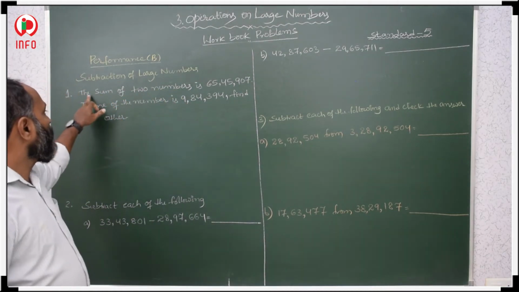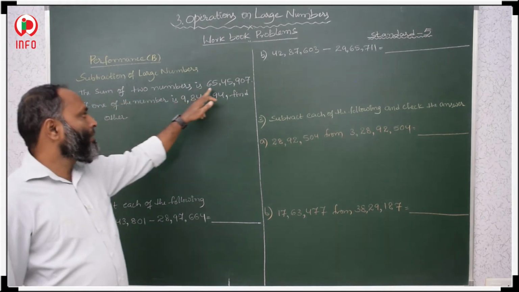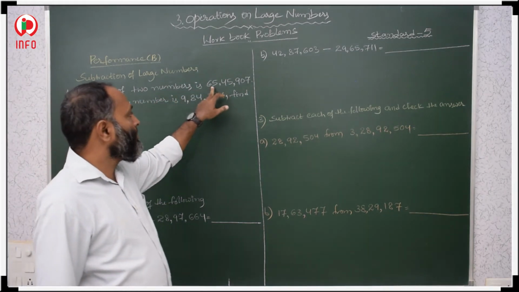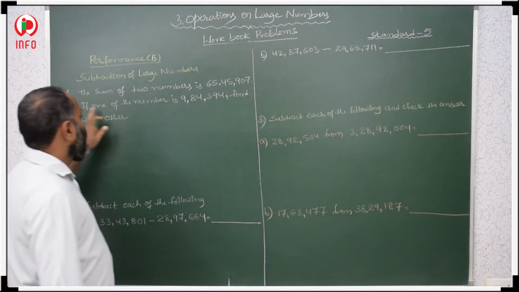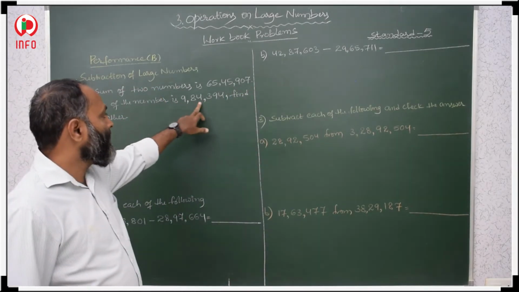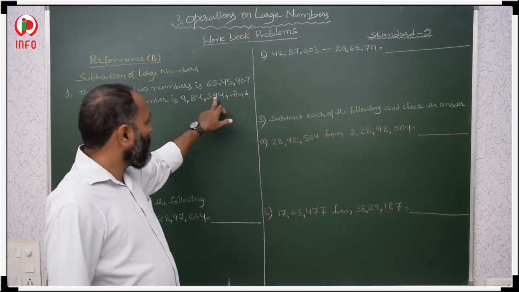Here, in the first question, the sum of two numbers is given as 65,907, and one of the numbers is 9,84,394.